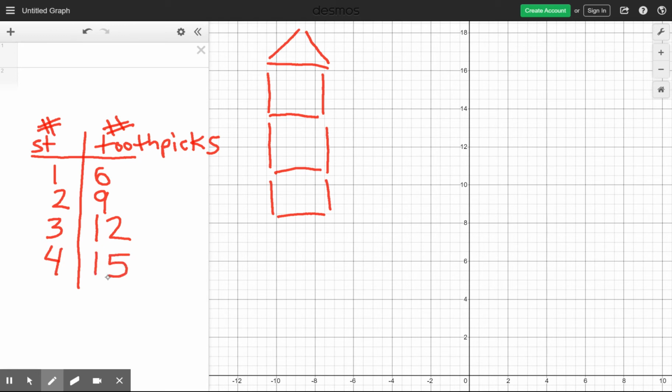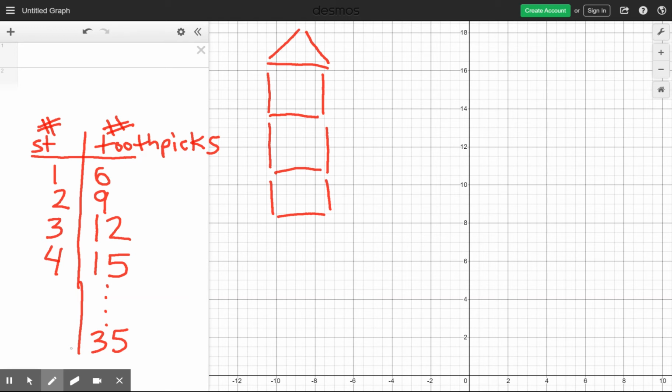Now I have a challenge for you. Pause the video and figure out how many stories it would take. How many stories would you get if you had 35 toothpicks? Pause the video. Okay, so let's figure out how many stories we've got going here if there are 35 toothpicks.